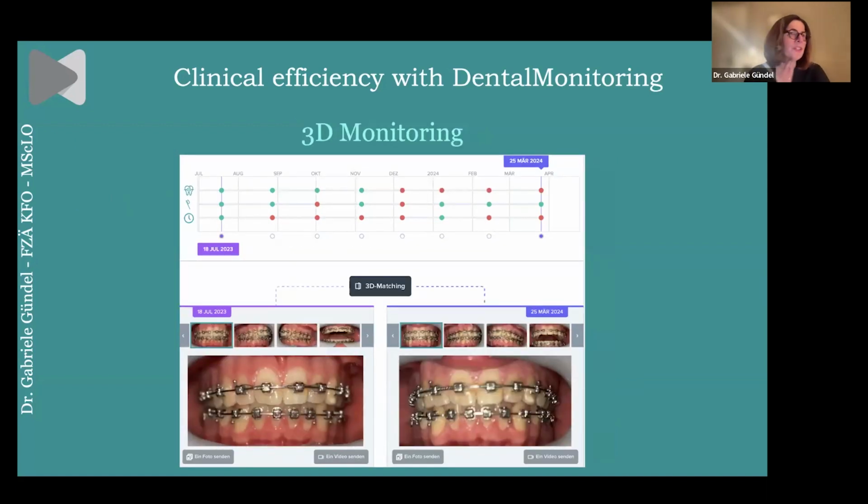You have many options. You can do the 3D monitoring with the photos, but you can also ask for the 3D matching with dental monitoring. It's a little bit more expensive. You have to pay for this a little bit more. So the 3D matching is not my routine protocol. I get enough information with the normal matching, not with the 3D. But it can be very helpful if you have these retention protocols. And I think if you ask especially for a retention protocol, you will get exclusively this 3D matching.